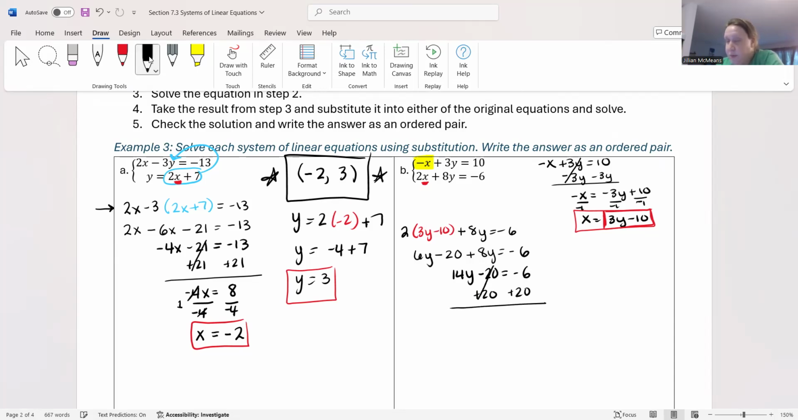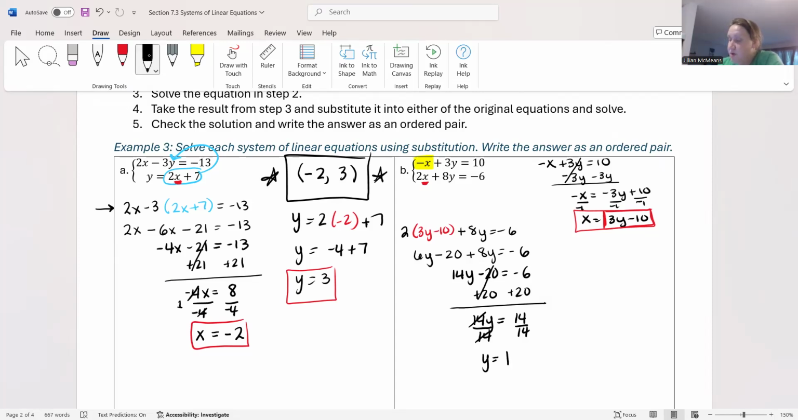So negative 20 plus 20 is 0. That leaves me with just 14y equals, well, negative 6 plus 20 is 14. I need to undo the multiplication of 14 and y, so I would divide both sides by 14. On the left, 14 divided by itself is 1. 1 times y is y. And then again, 14 divided by itself is 1.